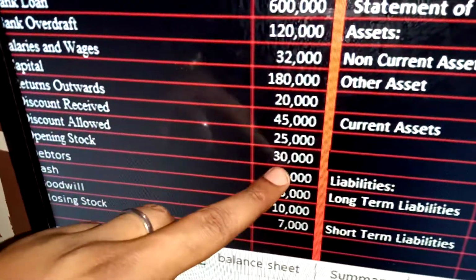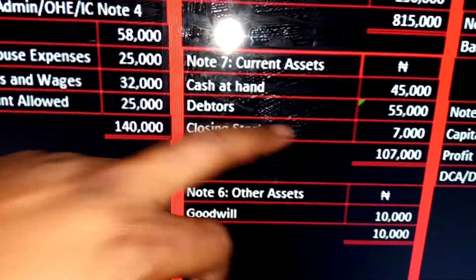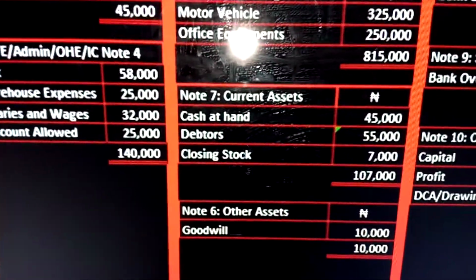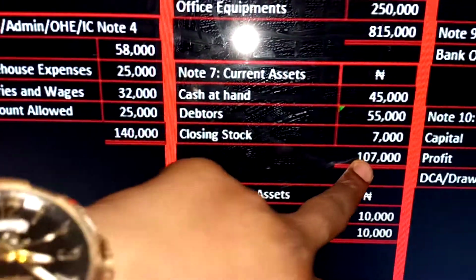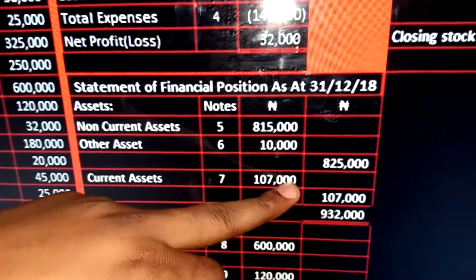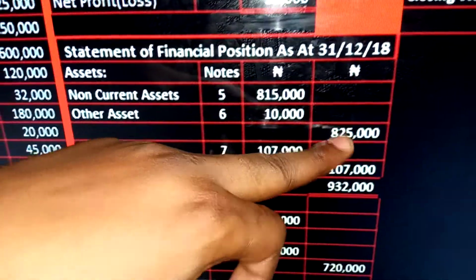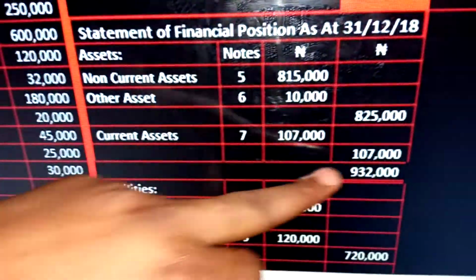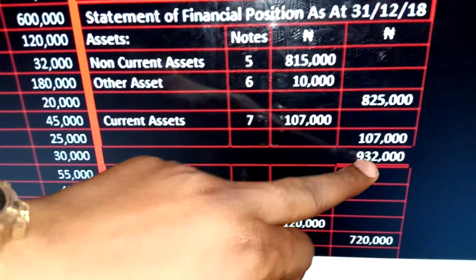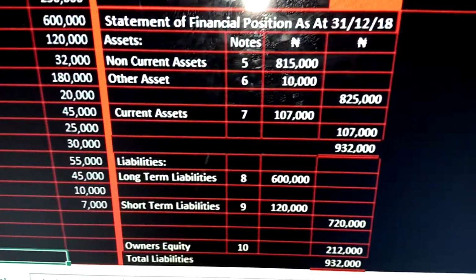Debtors. Come here, you have debtors, 55,000. That's what we're picking here. Then we have our closing stock, 7,000. That's what we have here. Remember, the stock are unsold, so they're part of what the business owns. That's current asset. So when you add all together, we have 107,000. That's what we have here as current assets. Note 7, 107,000. So when you add 107 to 825, remember your 825 is 815 plus 10,000, which is 825. So 107 plus, it will give you 932,000.